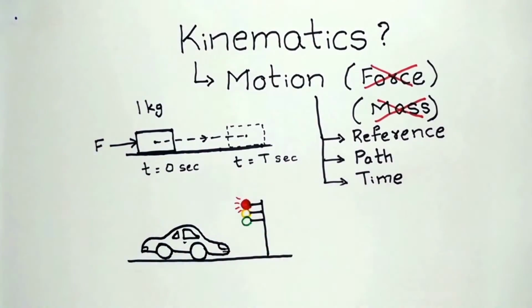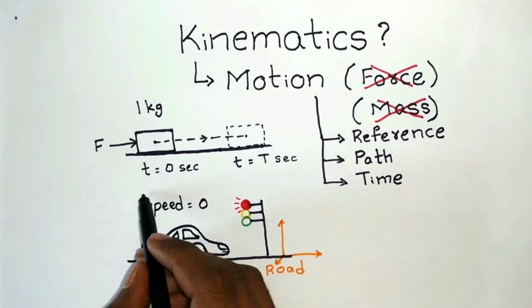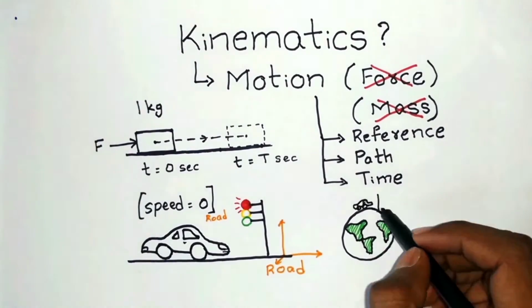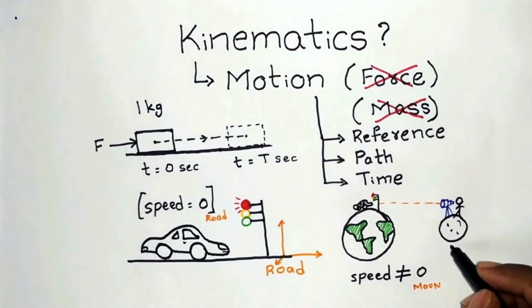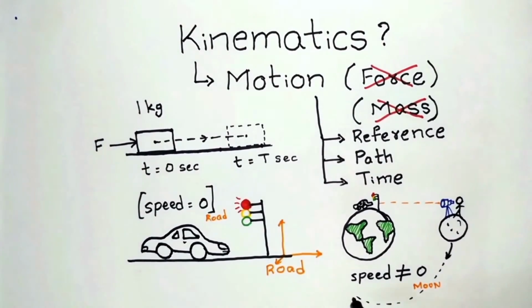Then we can say that the speed of the car is 0 with respect to the earth. But if we look at the same car from the moon, then the speed of the car is not equal to 0. This is because moon itself has a motion with respect to the earth. So different frame of reference will result in different type of motion. So defining the frame of reference and choosing the correct frame of reference are two important things that we need to learn.